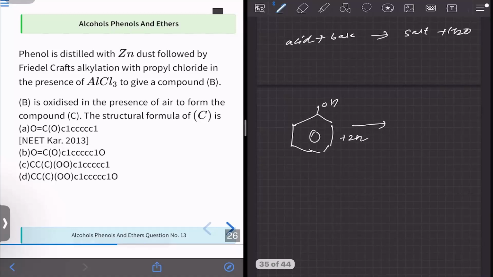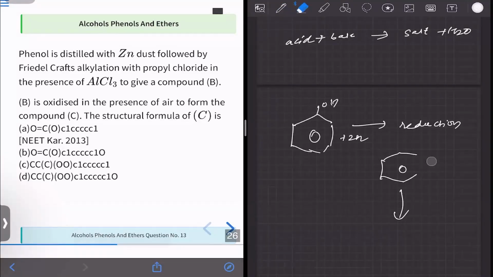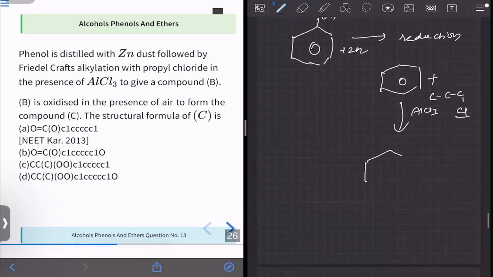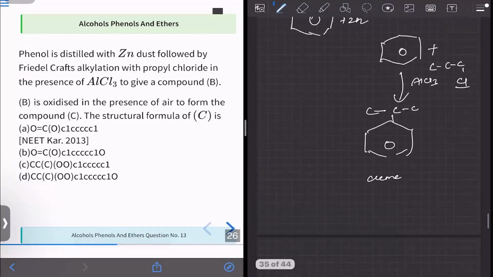After this, it undergoes reduction, so it produces benzene. They're asking, after reduction, it undergoes Friedel-Crafts alkylation with propyl chloride. With propyl chloride, that is CCC, at first position it has Cl, in the presence of AlCl3. Then what does it produce? It produces cumene, isopropyl benzene.